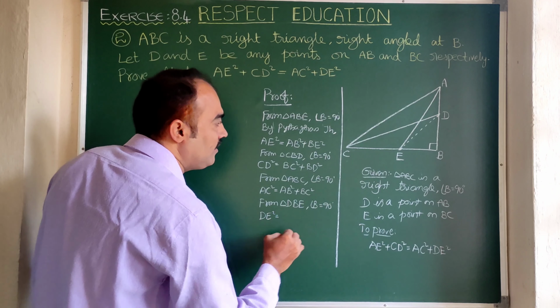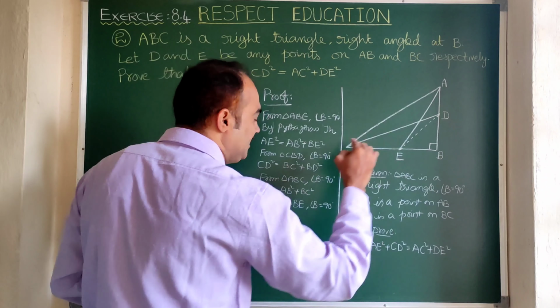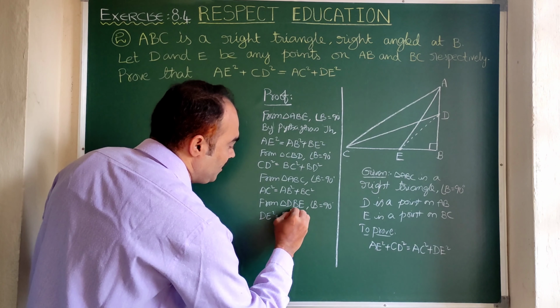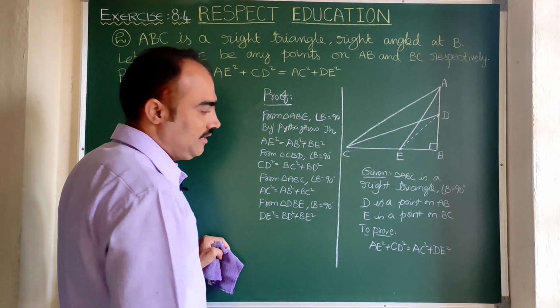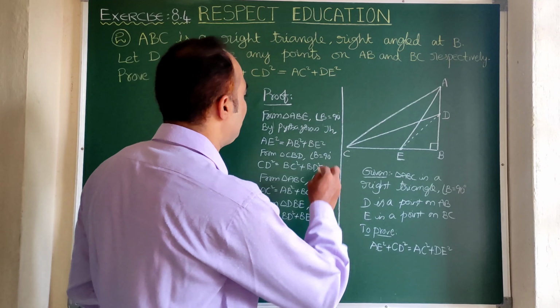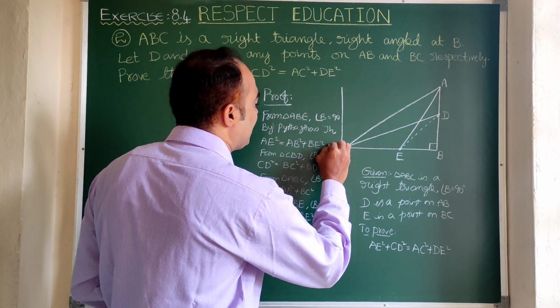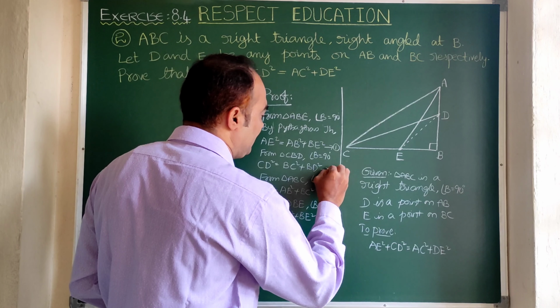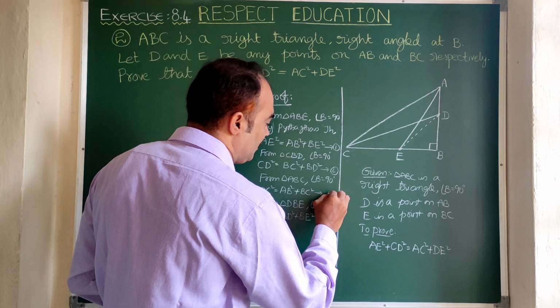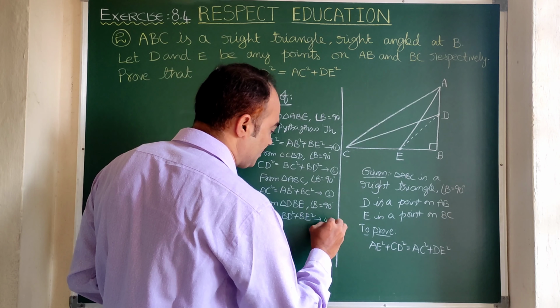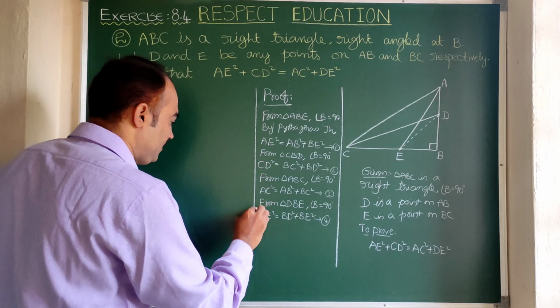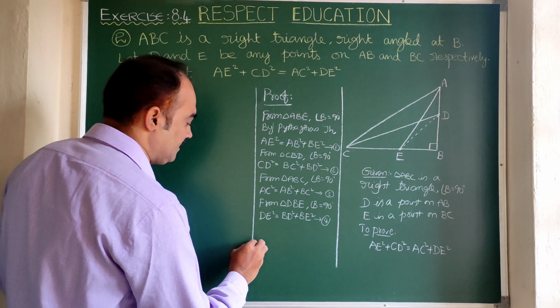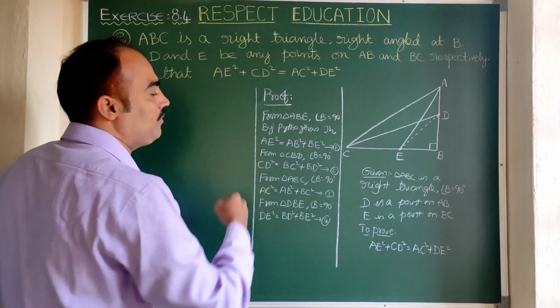DE square is equal to BD square plus BE square. Here let us give some equation numbers. It can be taken as equation number 1, this as equation number 2, this one equation number 3, and this one is equation number 4. Now let us take LHS, the left hand side part.